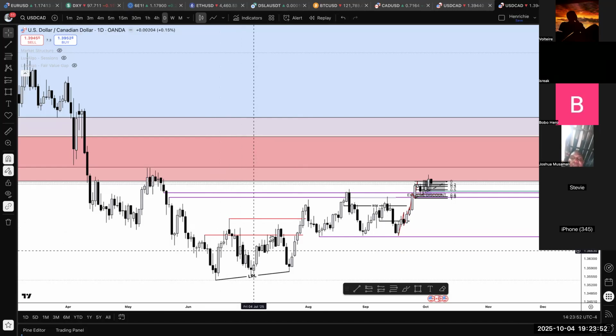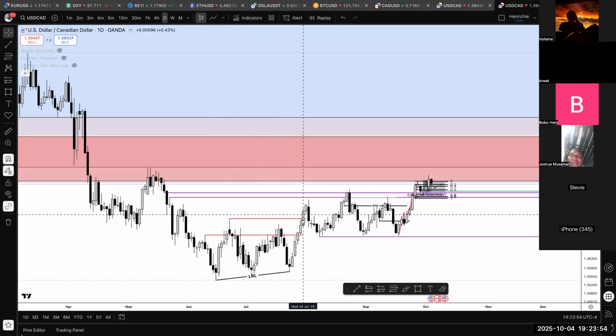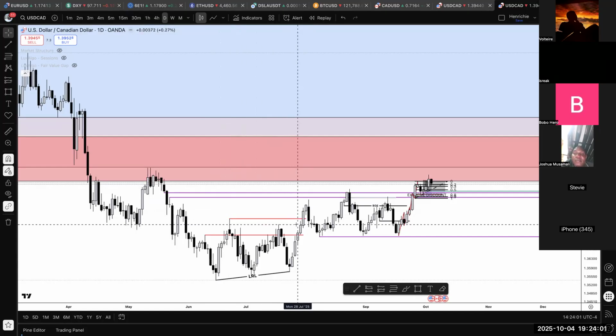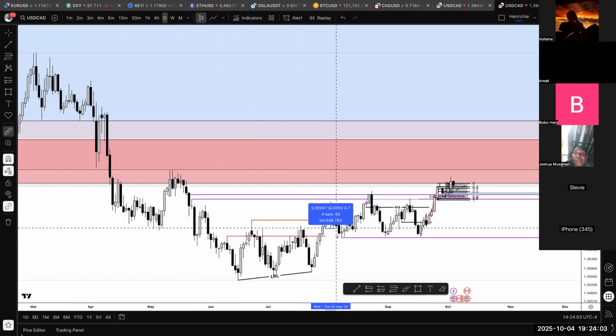Now, this is a complex break of structure because we now eventually had this candle rally above and close significantly above this previous area, confirming my bullish bias on the short-term perspective.